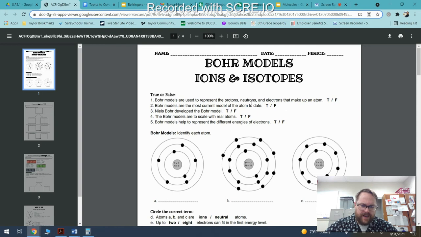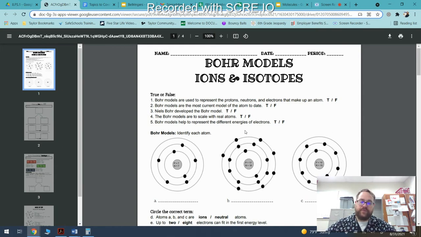Since I did this part together with the class: Bohr models are used to represent the protons, neutrons, and electrons that make up an atom. Well, clearly, protons, neutrons, and electrons make up an atom, so yes, that's true. Bohr models are the most current model of the atom to date. Niels Bohr did develop the Bohr model, that's also true.